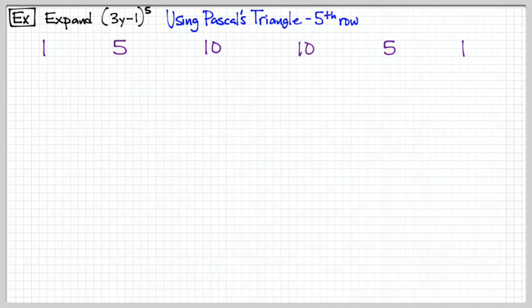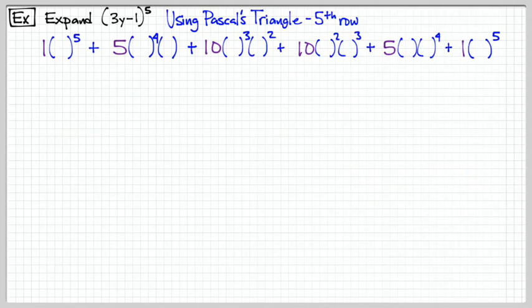So let's see how we can now use this. Let's expand (3y - 1) to the fifth power. Using Pascal's triangle, these are the coefficients of each of the terms. So I'm going to write that out, and then I'm going to put in my template of my a and my b. In this case I have a to the fifth power, fourth, a to the third, a squared, a to the first, and then this second parentheses term here is my b to the first, b to the second, b to the third, b to the fourth, b to the fifth.